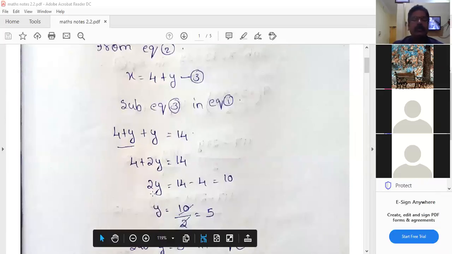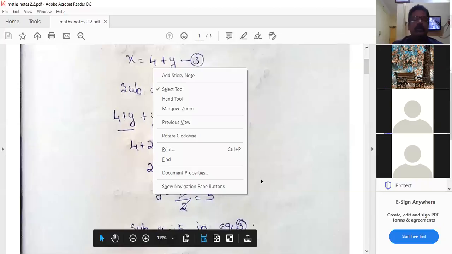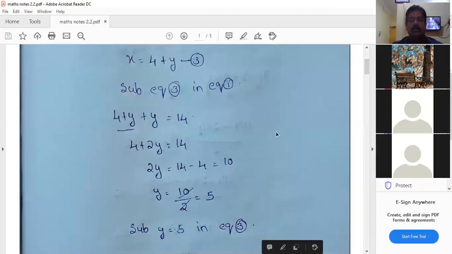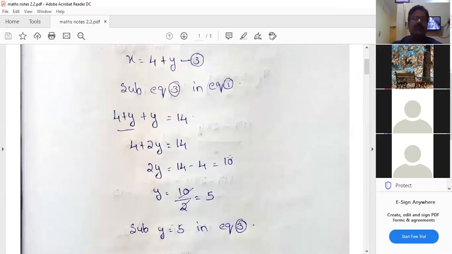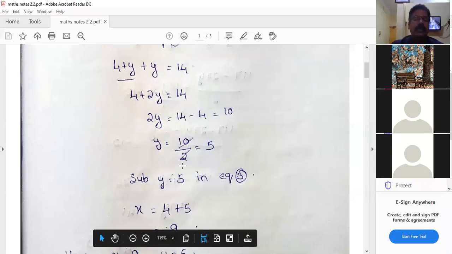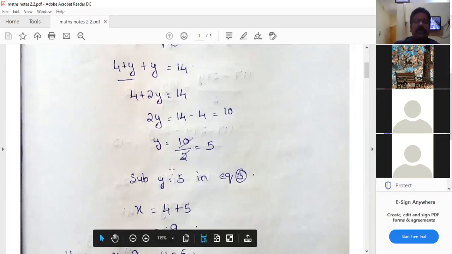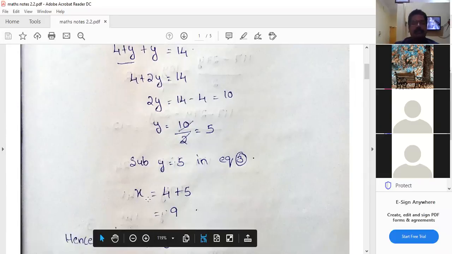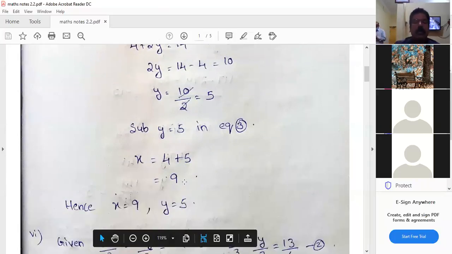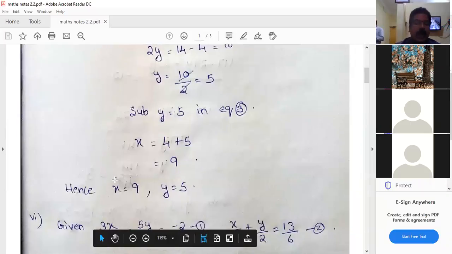Then 2y equal to 14 minus 4. 14 minus 4 means 10. Now y equal to 10 by 2, 5. Then y equal to 5 I got. This y equal to 5, substitute in the third equation. That is x equal to 4 plus y. So in that I substitute y value 5. 4 plus 5 means the value is 9. So hence the solution of the equations is x equal to 9 and y equal to 5.